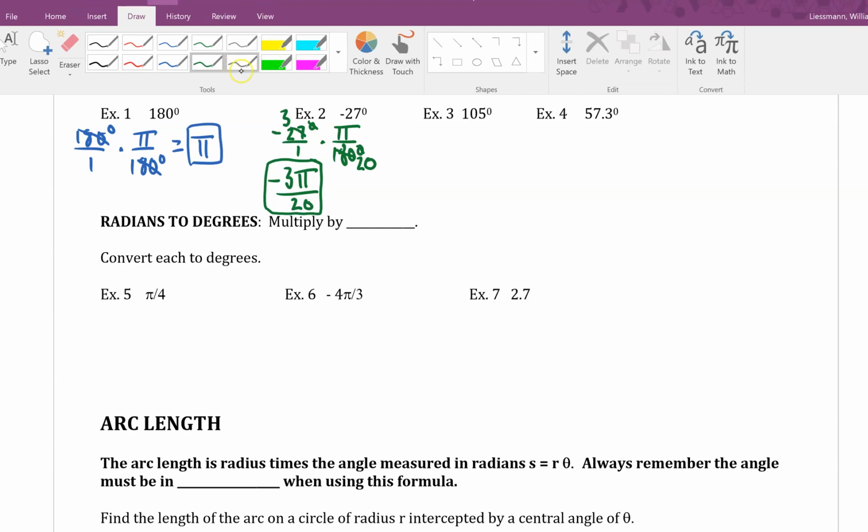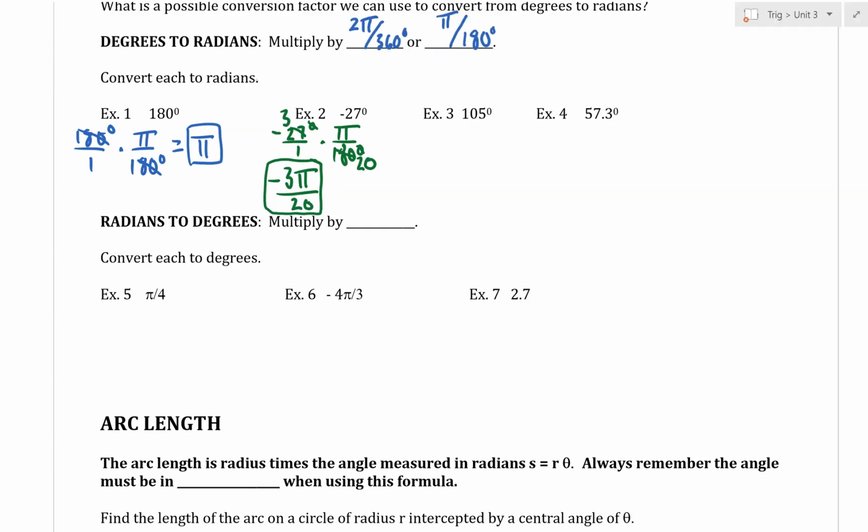If we look at the next one, 105 degrees. So 105 degrees over 1 times pi over 180 degrees. The degrees are going to go away. So in effect, when you're doing these, you don't really need to write the degree part of this down. It should just come out. But when you're converting back, you may want to think about that.